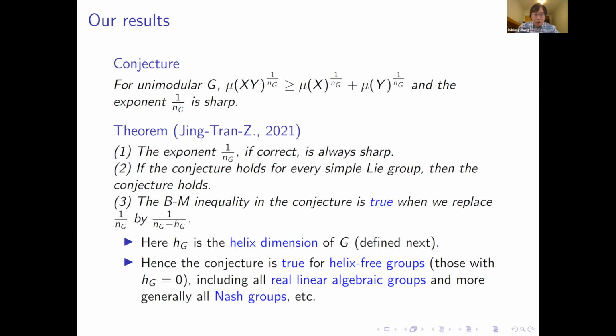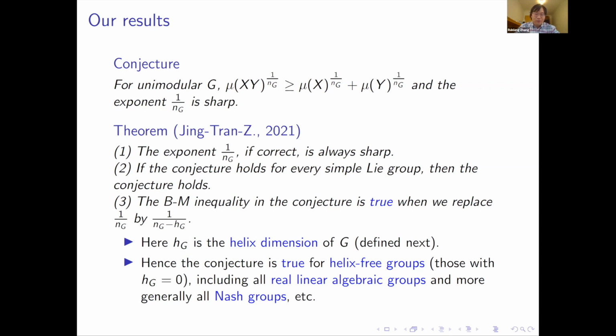And the third part is our result. So we prove that the conjecture is true if we replace 1 over N of G by 1 over N of G minus H of G. So there's a funny thing, H of G is always non-negative. It's 0 in a lot of cases. So we prove the conjecture for the exponent itself sometimes, sometimes for a weaker exponent. In our paper, we call this H of G the helix dimension. I'll probably explain why we have this funny name in the next slide.